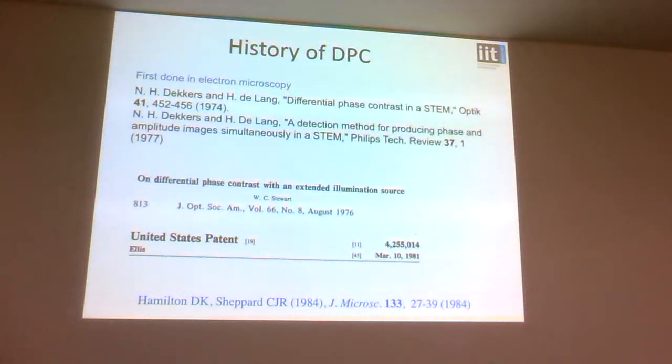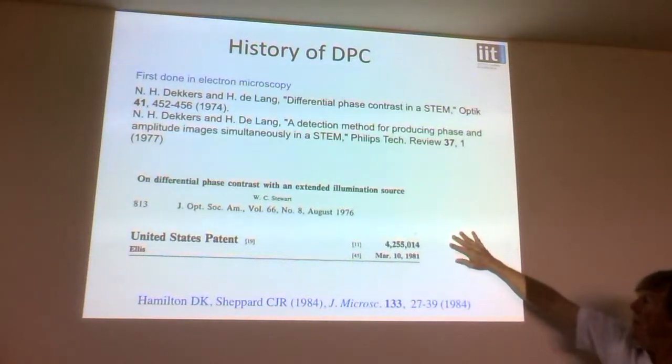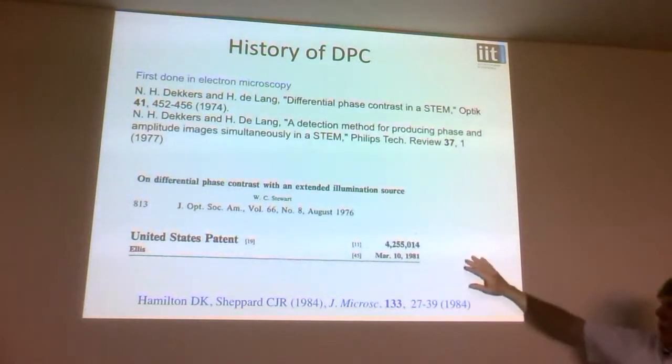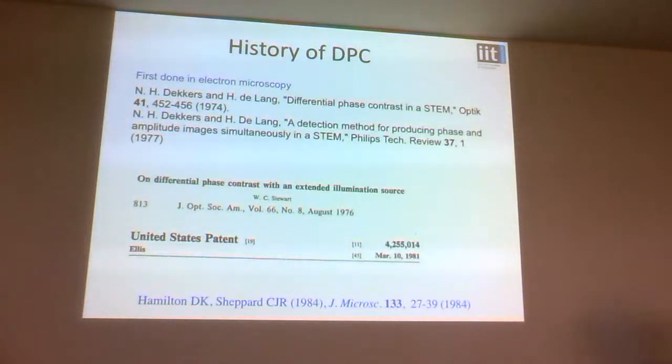This is going back further into the history. Actually, you know, this differential phase contrast was first done in electron microscopes, by Dekkers and de Lang, so there were also another couple of old things that we found back before our paper was published.